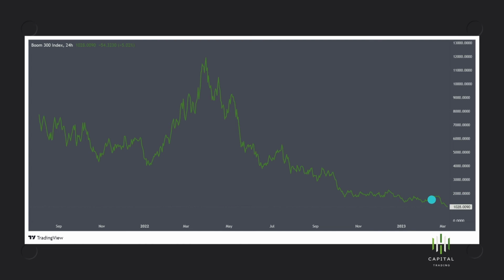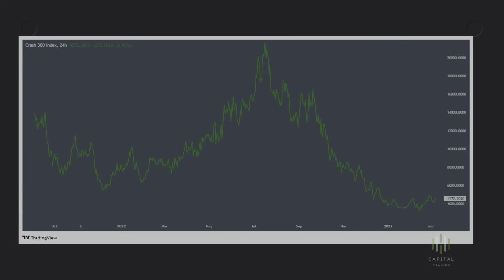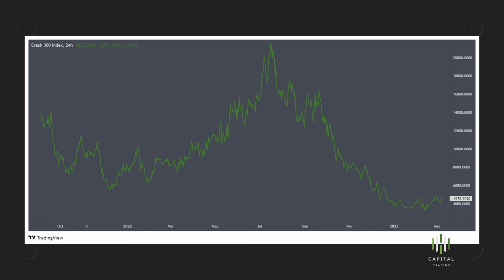We would rather want them to break out of this consolidation, which they did here, and then we will want to predict where their next move is, right? So that's how I would analyze Boom 300. Now let's jump into Crash 300. From our research, Crash 300 was introduced in July 2021. So this chart is from July 2021 until current market condition, right?